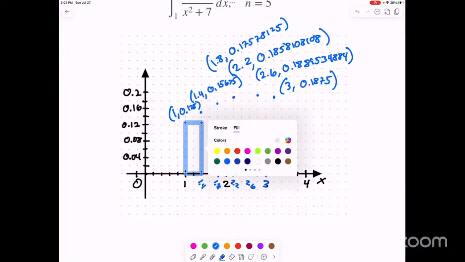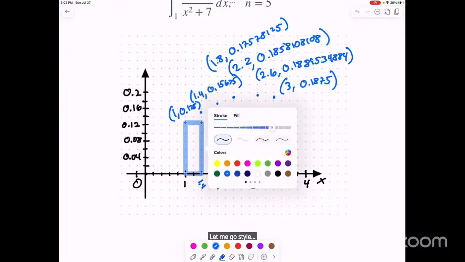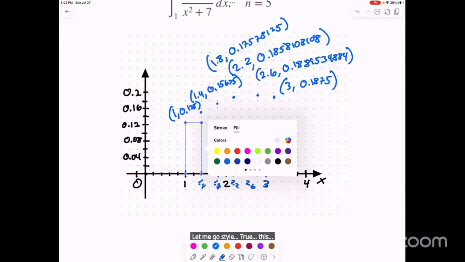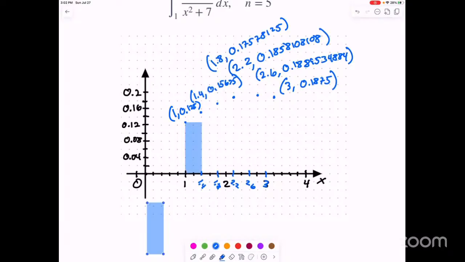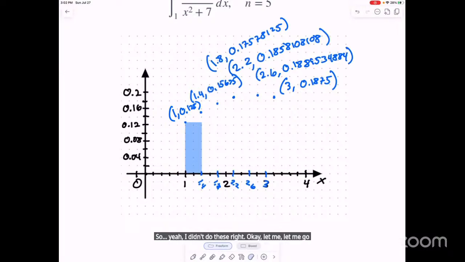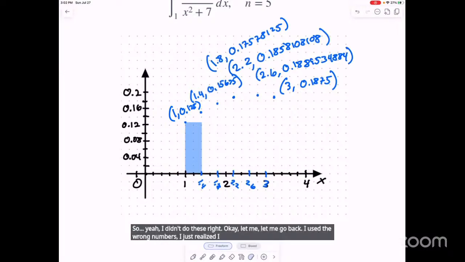Let me go style, stroke, like this, fill, like that. Then I want to duplicate. Oh, wait a minute. Oh, shoot. I didn't do something right. I need to back up. Let me delete. So, yeah, I didn't do these right. Okay, let me go back. I used the wrong numbers. I just realized I used the wrong numbers.